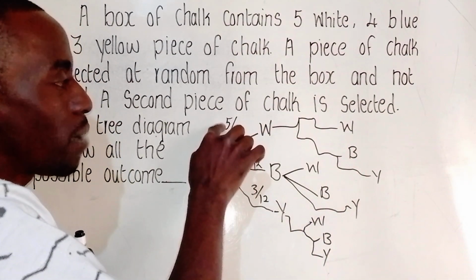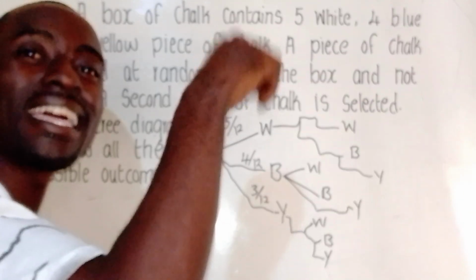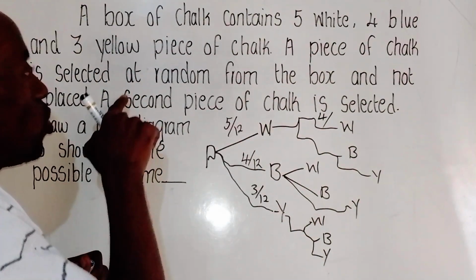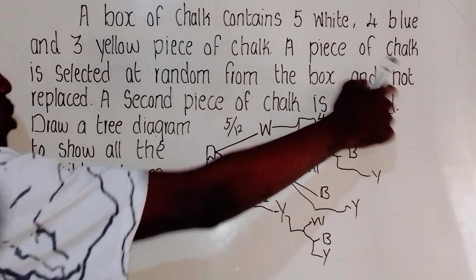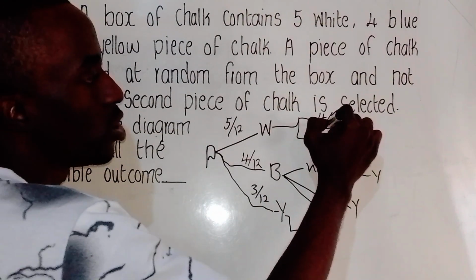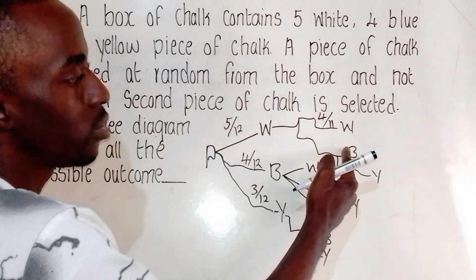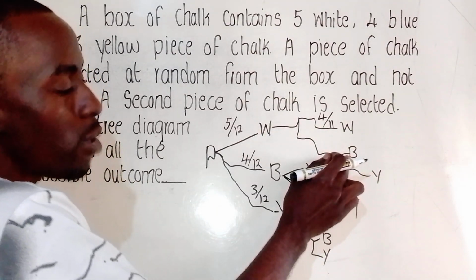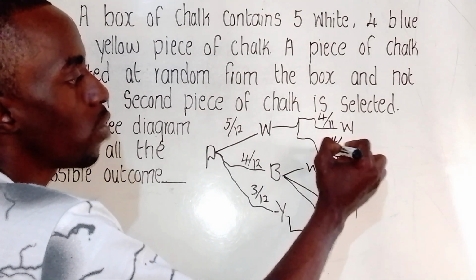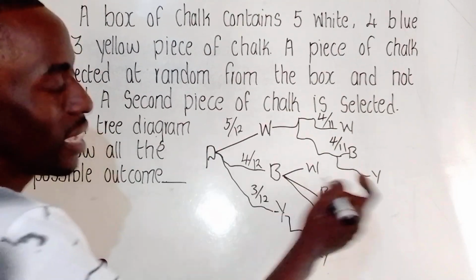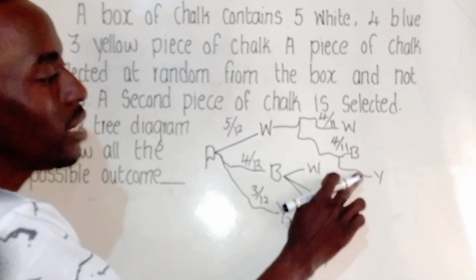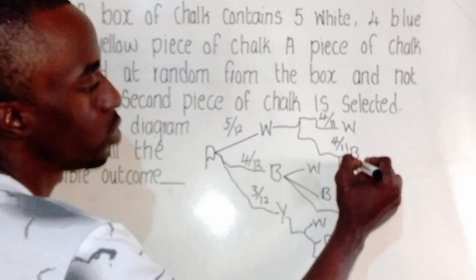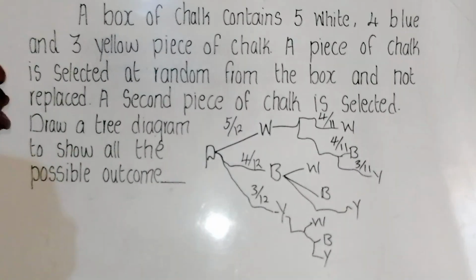That simply means this number is supposed to reduce to 4 because I've picked another white piece of chalk. Since it is not replaced, the total number is supposed to reduce to 11. Now you come to the blue. Since we are only interested in the white, the number of blue is maintained, so 4 over the total number 11. Now again we come to yellow. We are only interested in white and not yellow, so the number for yellow was 3, so you say 3 over 11. I hope you have seen.